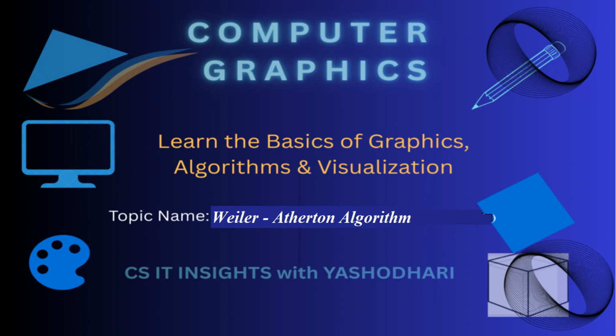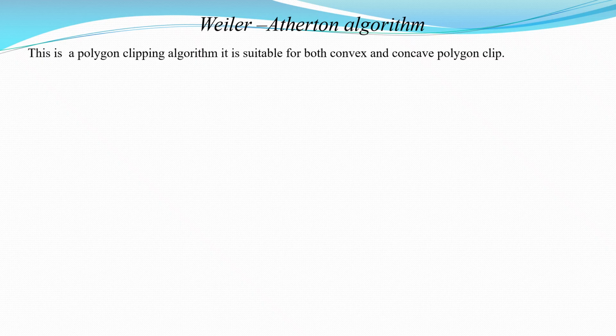In this video we will learn about the Weiler-Atherton algorithm. This is used to clip the polygon. Let's start. So Weiler-Atherton is another method or algorithm which is used to clip the polygon.